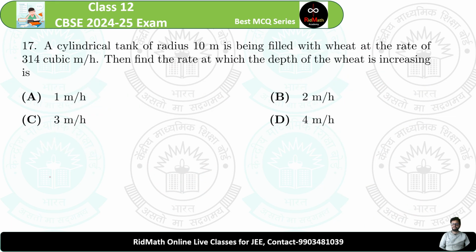Next problem. Problem number 17. A cylindrical tank of radius 10 meter is being filled with wheat at the rate of 314 cubic meter per hour. Okay, then find the rate at which the depth of the wheat is increasing.